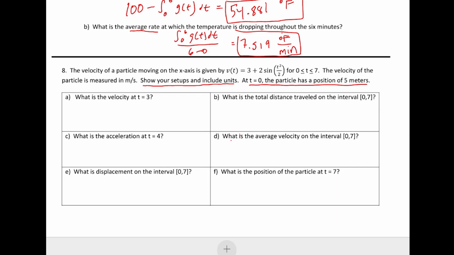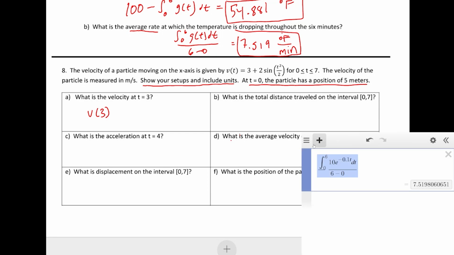So part A says, what is the velocity at t equals 3? All right, well, the velocity at t equals 3 can be given by just v of 3. This is what we're going to type in to Desmos once we've defined in Desmos what v of t is. So we're going to delete this one from the last problem. We're going to define v of t and just type in the equation exactly how it looks. So 3 plus 2 times the sine of t squared over 2.